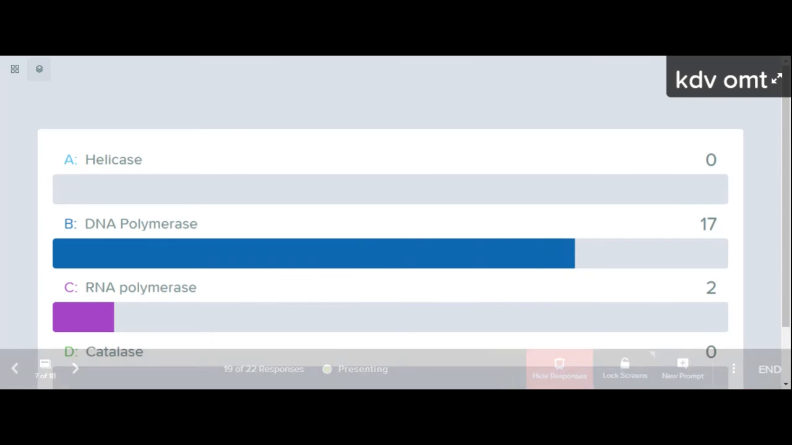What do you think RNA polymerase does? Somebody tell me. If DNA polymerase makes DNA, what do you think RNA polymerase makes? RNA. Yes. RNA polymerase makes RNA. Thank you, Pedro. Thank you, Evan. Yes, it does the same for RNA.